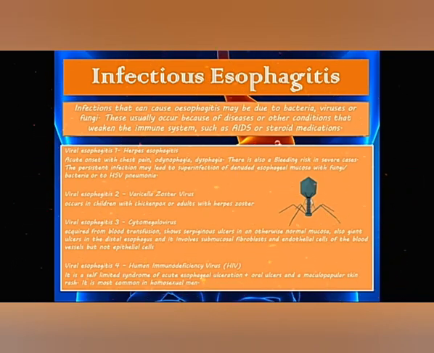Another viral cause of esophagitis is varicella zoster virus, which occurs most frequently in children with chickenpox or adults with herpes zoster. Cytomegalovirus can also be a cause of viral esophagitis, and this is usually acquired from a blood transfusion and shows up as serpiginous ulcers in an otherwise normal mucosa, and can also be seen with giant ulcers in the distal esophagus. It also involves the submucosal fibroblasts and endothelial cells of the blood vessels, but not the epithelial cells.